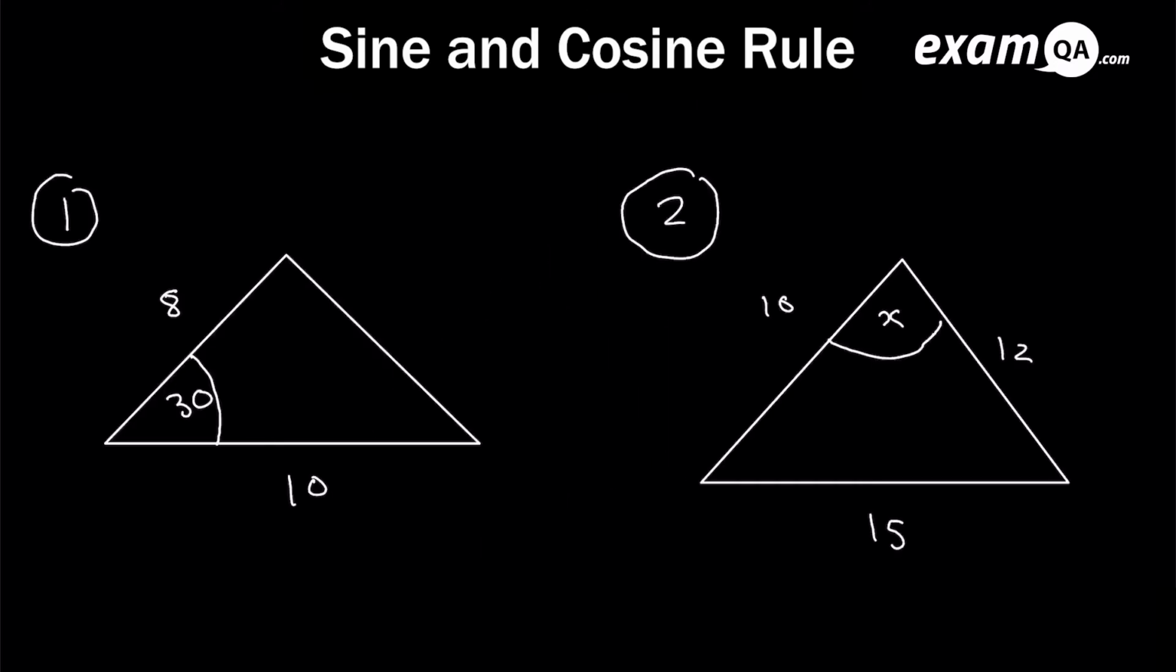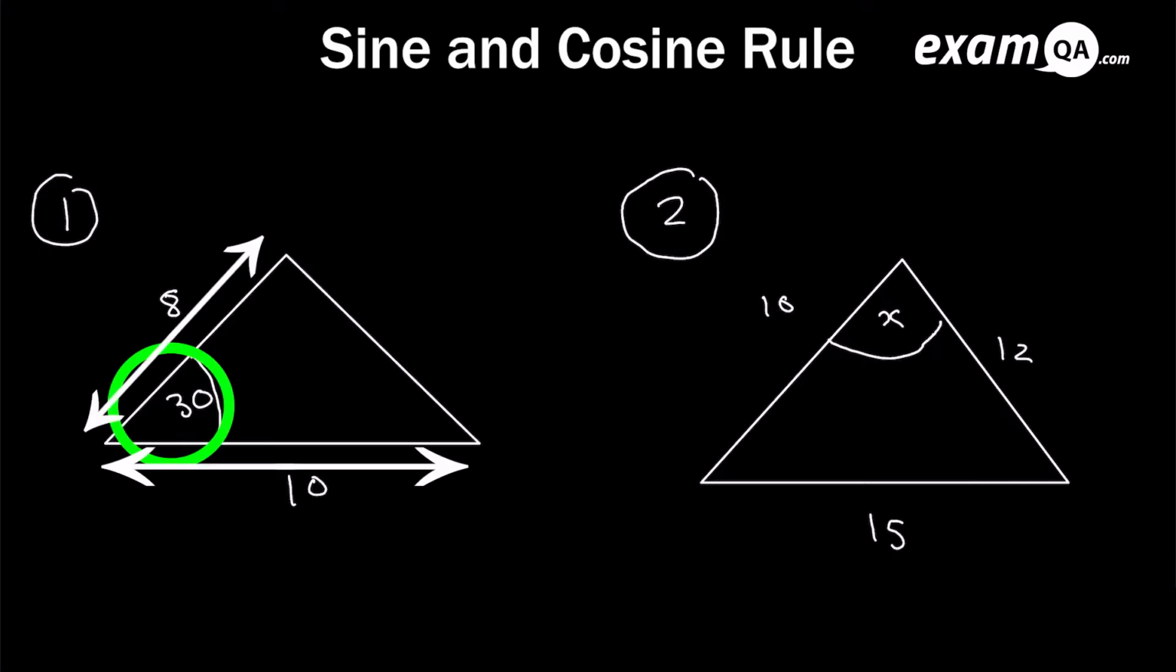Here we have two scenarios where you can use your cosine rule. In the first one, we have an angle with two adjacent sides next to it as known. And the side you're trying to work out is opposite the angle that you know. And if you have this scenario, you can use your cosine rule.